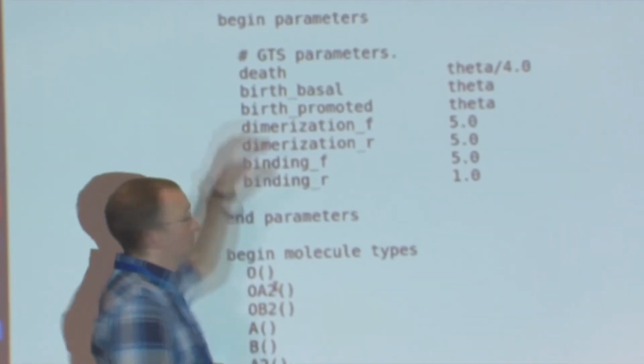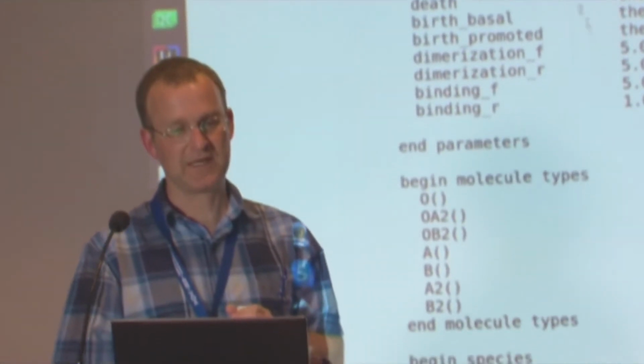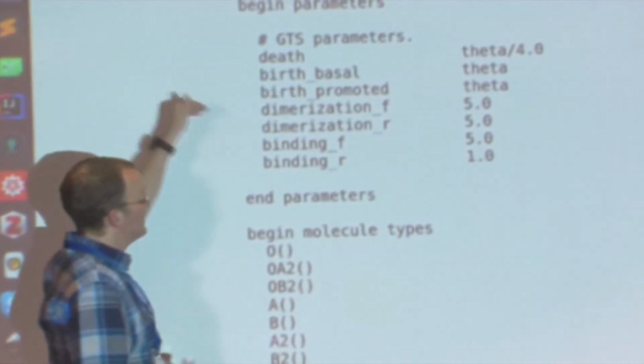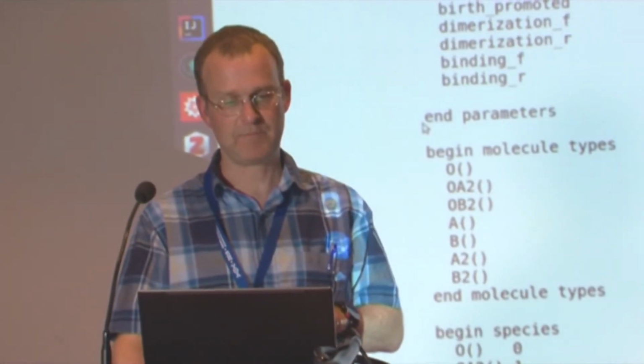And then we need rate constants for the birth and death of the proteins. In this case, the birth of the protein is just some parameter that we're going to pass into the call, something we call theta. And the death rate is going to be slow relative to that.